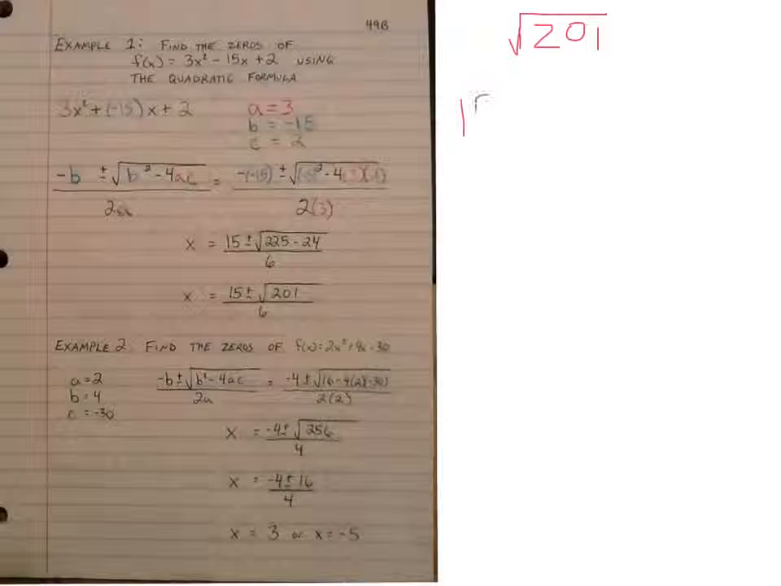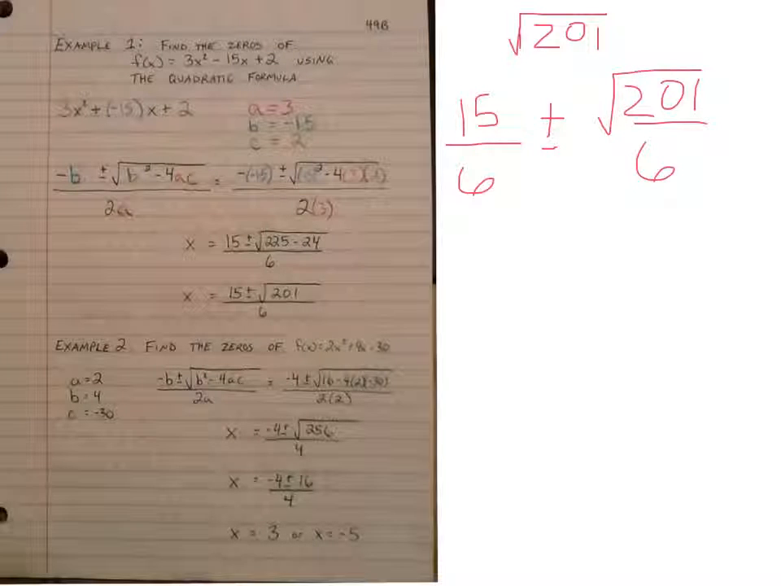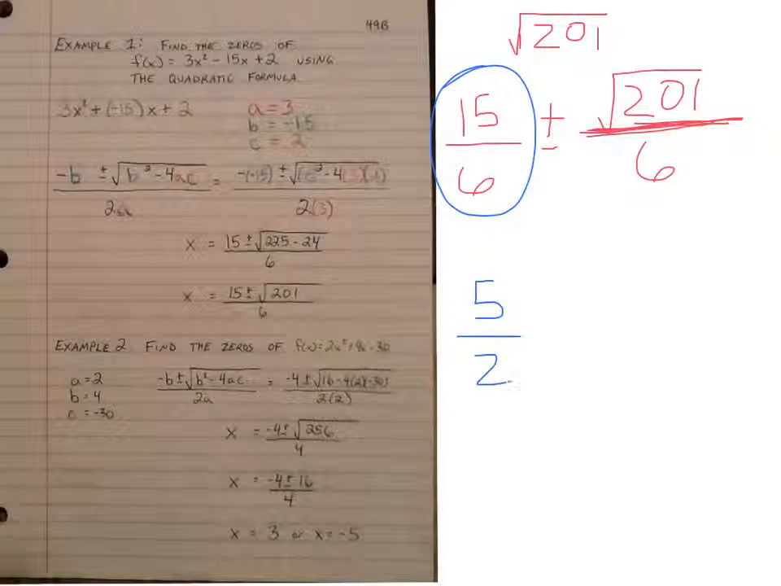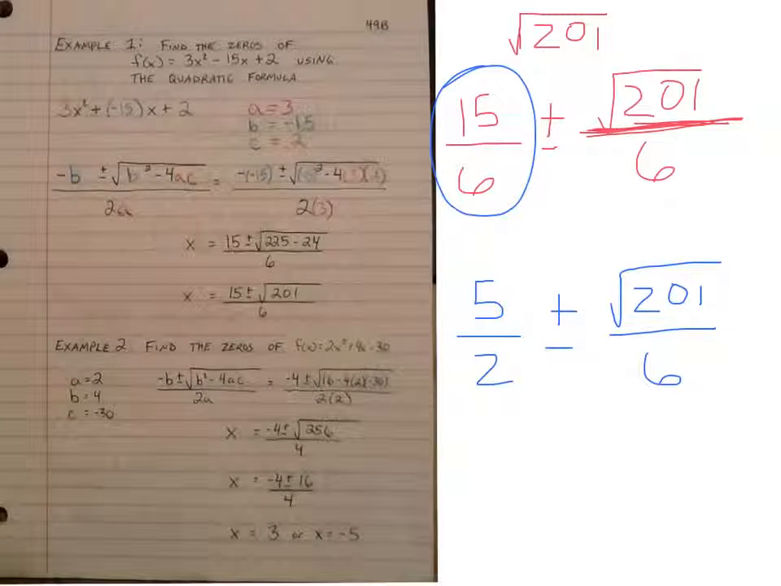If we wanted to, we could write this as 15/6 plus or minus root 201 over 6, and the 6 is outside the radical. And then we could reduce the 15/6 to be 5/2 plus or minus root 201 over 6. I personally prefer it as a single fraction like this, but sometimes you will see answers displayed in a simplified form like this.